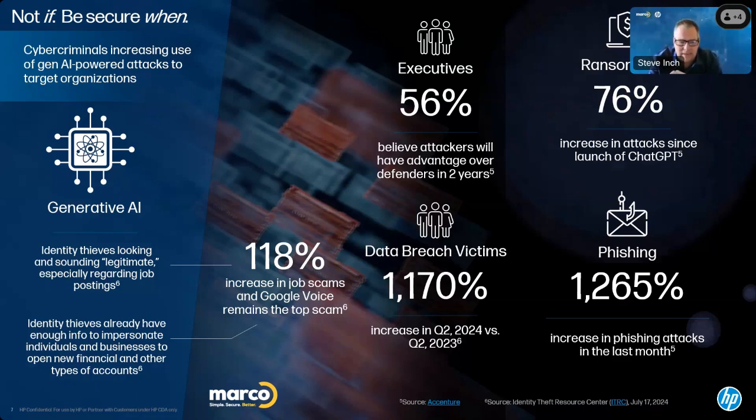Just some really interesting data from the Identity Theft Resource Center. For data breach victims, we're seeing an increase in job scams of 118%, where Google Voice remains the top scam. We're seeing an increase quarter over quarter in Q2 of this year versus 23. Actual victims that have self-reported show around a 1,170% increase. Phishing attacks have increased 1,265% in the last month. So, this is a reality.